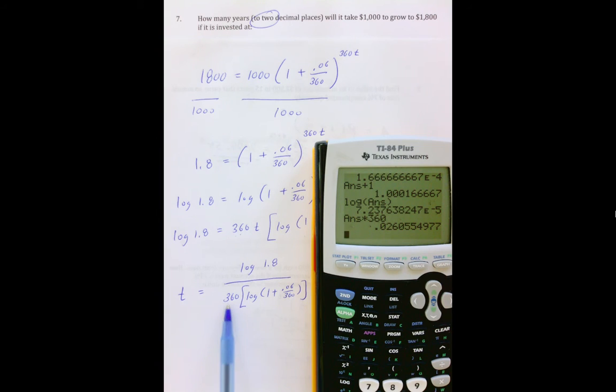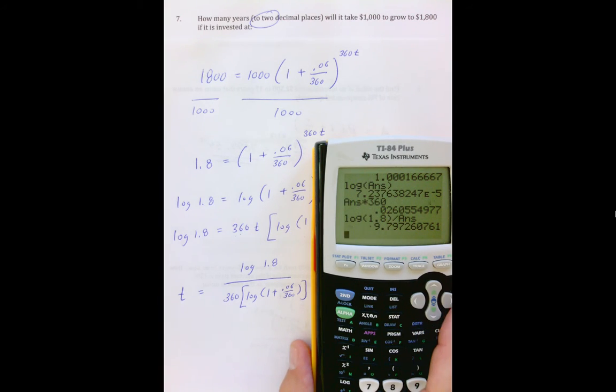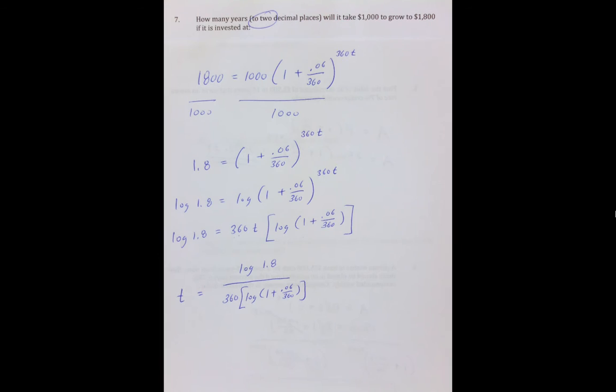We just multiplied by 360, so it looks to me like we've got all of the denominator done. And it's sitting right there. So now I need to take the log of 1.8 and divide it by that number that we worked so hard to get. So guys, 9.80 years would be how long it would take.